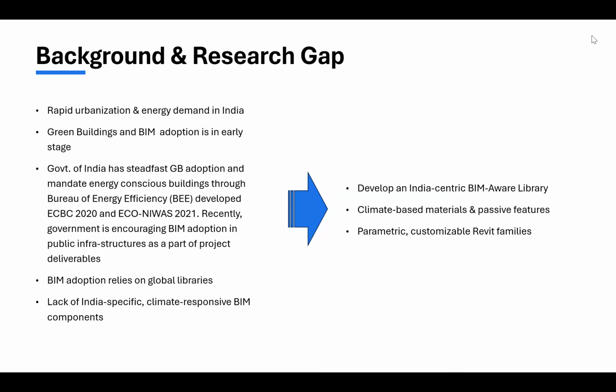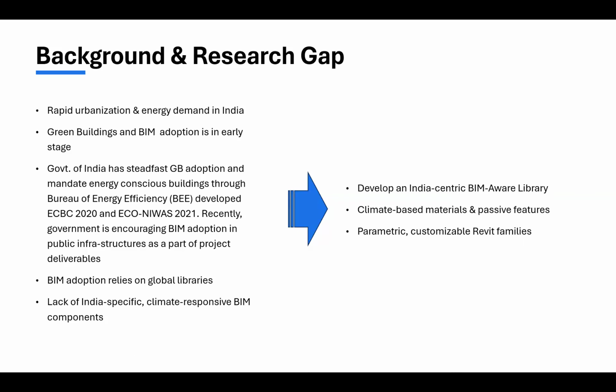Is my screen visible? Yes, it's visible. It's not visible to me. Currently, I'm able to see the research gaps. Just a second. Okay, let me minimize it.